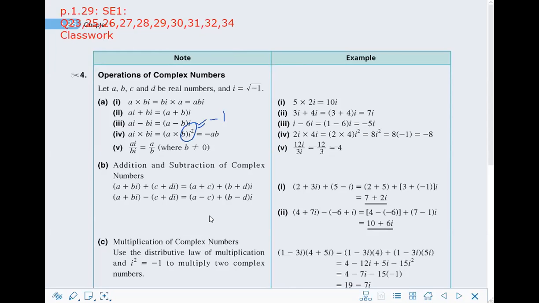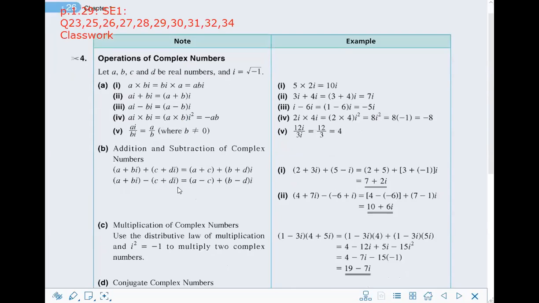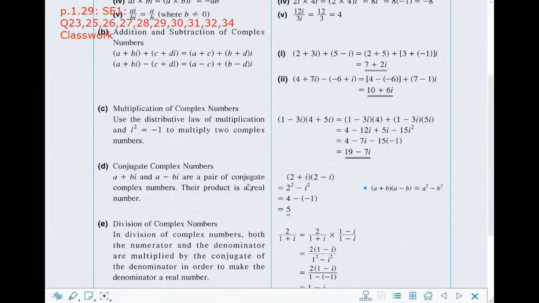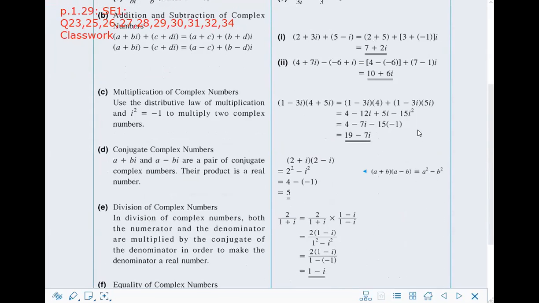Then we have addition of complex numbers, just like adding the like terms together, and we have subtraction and multiplication. Again, when you have multiplication, normally you will have i square. Remember to change it to -1 for the next step.